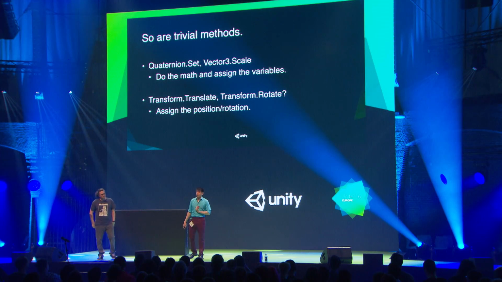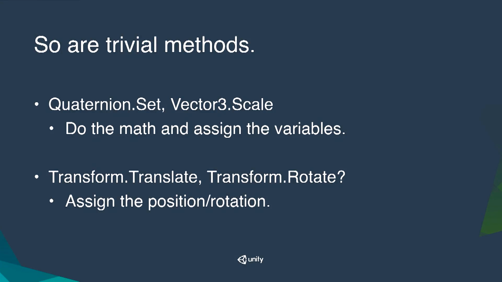Now, trivial method calls. Let's think about these. Quaternion.Set. All that does is a little bit of math and sets a variable. Vector3.Scale. 3 multiplications and sets a variable. Why are you incurring the cost of a function call to do this? Transform.Translate. It does 1 quick check. Checks to see if you're translating in local space or in world space, and then it actually calls another function. So now you have 8 function calls just to basically do some quaternion multiplication and then a method set. Why are you doing this?